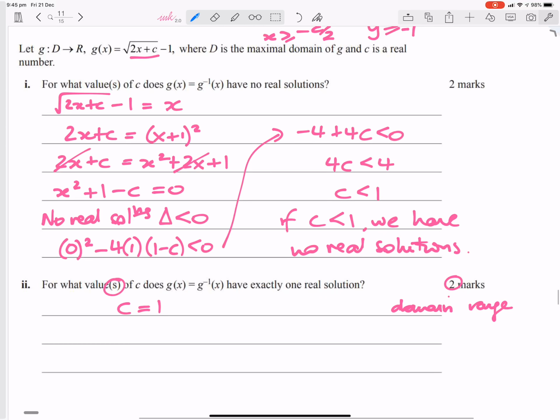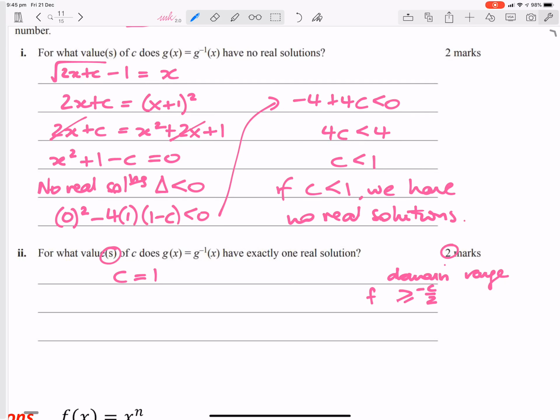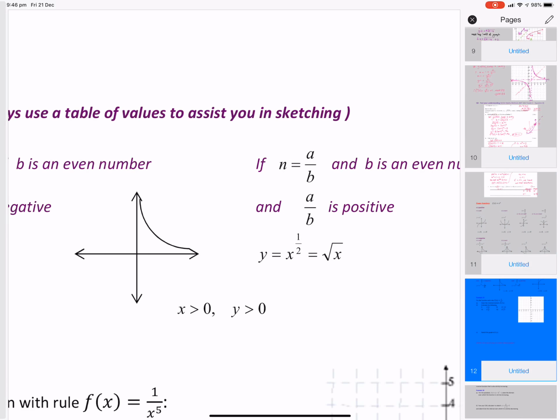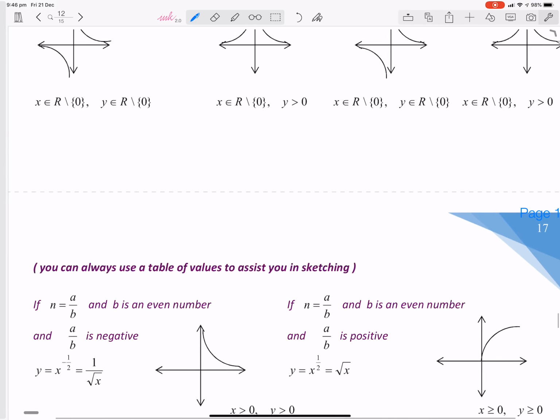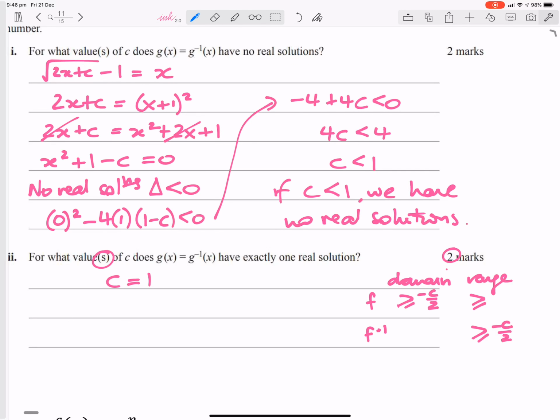For the original function, our domain is greater than or equal to negative c on 2. And then f inverse, well, that's going to be our range. Here my range is greater than or equal to negative 1. So here it's got to be greater than or equal to negative 1.